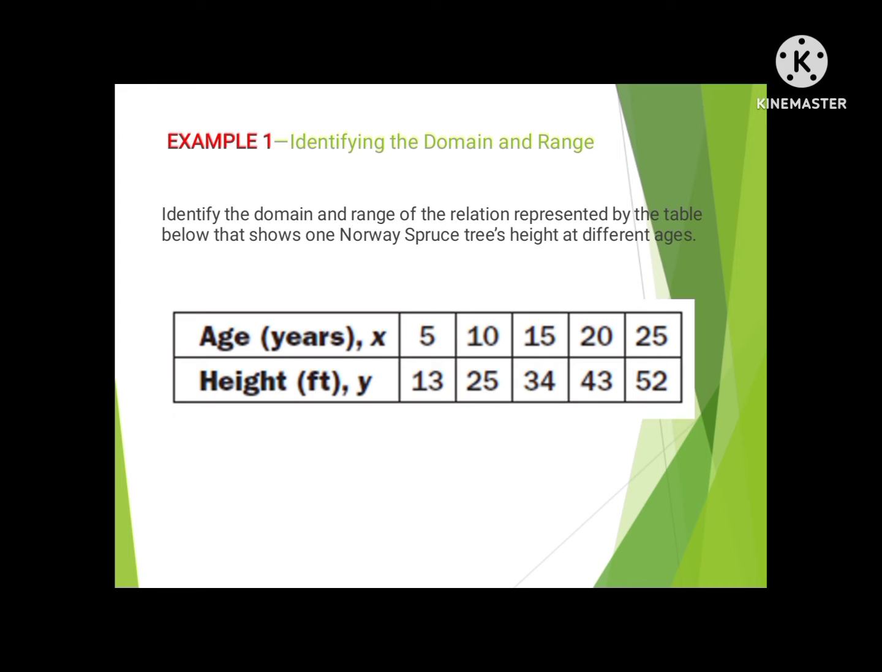Here we have an example identifying the domain and range. Identify the domain and range of the relation presented by the table below that shows a Norway pine tree's height at different ages. We can see at the top part the age that represents the years, x, and the following numbers are 5, 10, 15, 20, and 25.